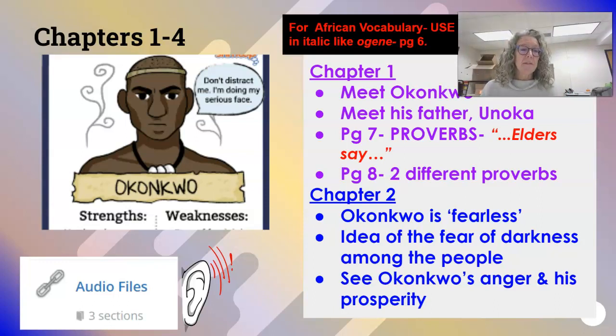But there also is this idea of the community and the people being very fearful of the darkness and how they associate that with terrible things happening to them. So pay attention to that. And finally, you'll see some examples of Okonkwo's anger and also of his wealth. If you remember from the background, it's not just given to you, you earn it. And so he has worked very hard to get this and also at the same time be very different from his father and his father's lack of success. But he has paid a price for that as you see how he struggles to balance his anger with his lifestyle.